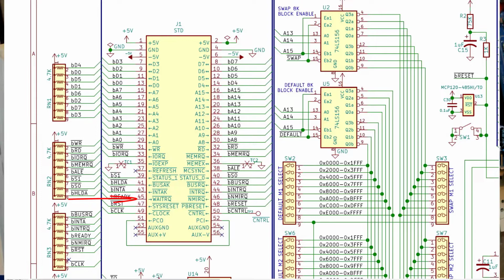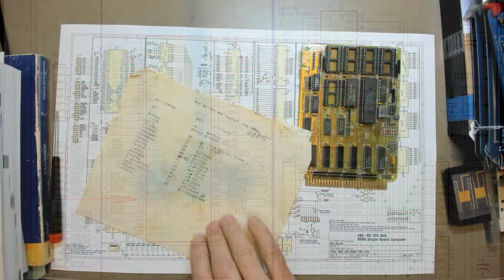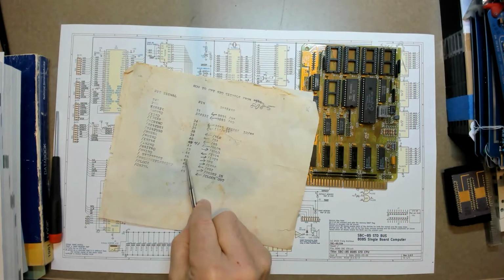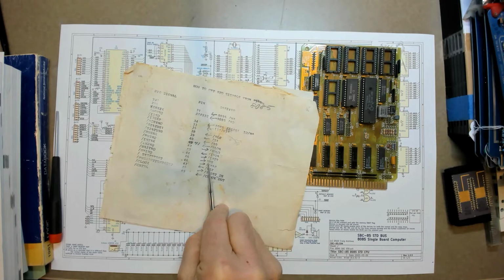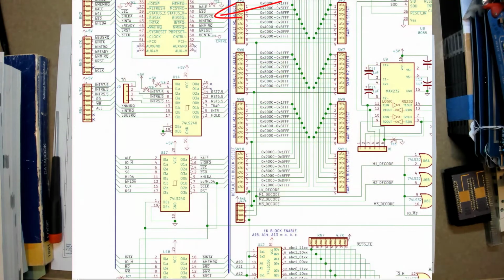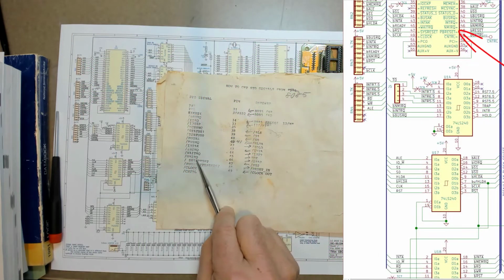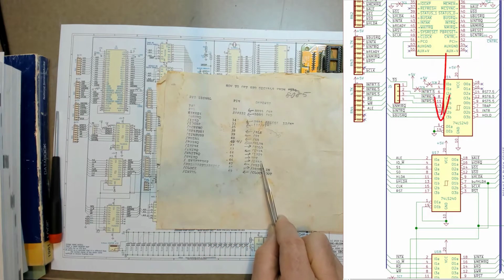There's the wait request. And from our little chart here, pin 45, the wait request is just connected to the ready. So this wait request is an input. It directly drives the 8085 ready input. Pin 42, the bus request, is inverted through an LS240 down here, and that drives the 8085 hold. Pin 44, the interrupt request, is inverted, and it drives the 8085 interrupt input. Pin 46, the non-maskable interrupt request, is inverted and drives the 8085 trap.